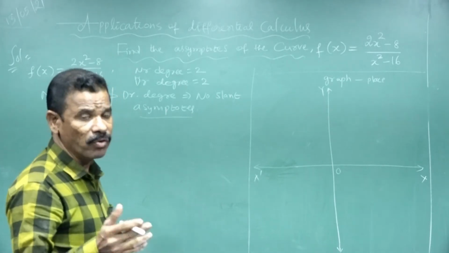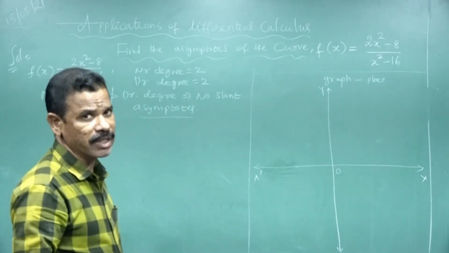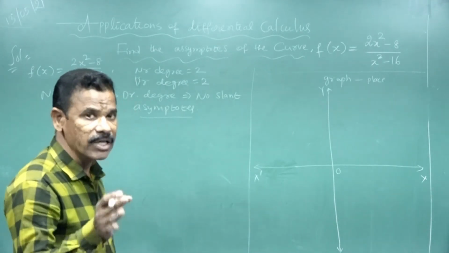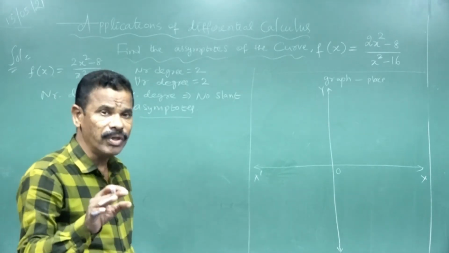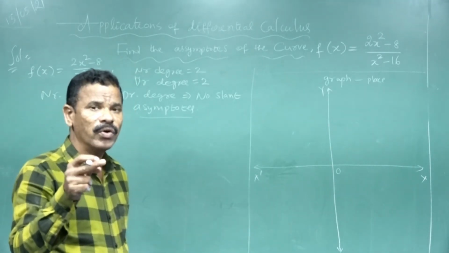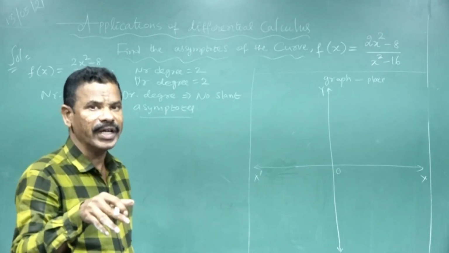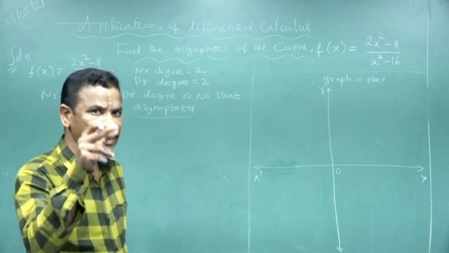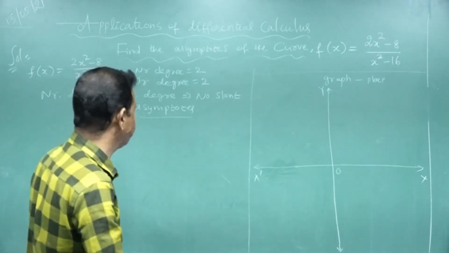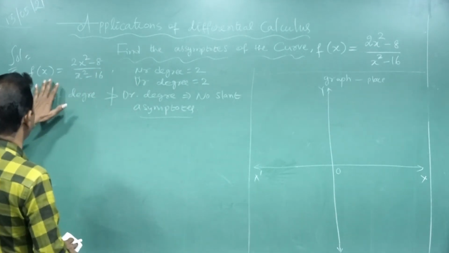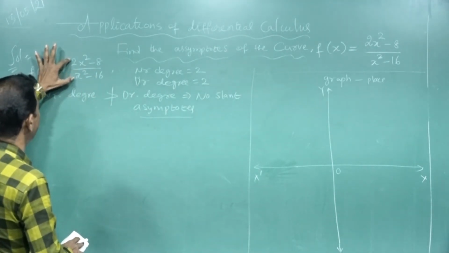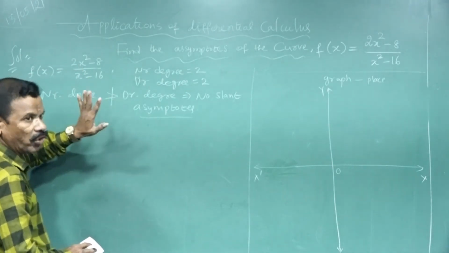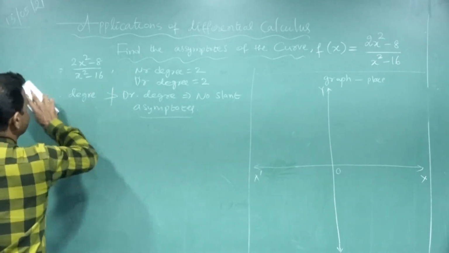So what remains are the vertical and horizontal asymptotes. We check that. How do we find the asymptotes? If x tends to 0 and y tends to infinity, then x = 0 is one asymptote. x = 0 means the y-axis, that is the vertical asymptote. Here the numerator degree and denominator degree are equal, that's why there are no slant asymptotes. One point clear.